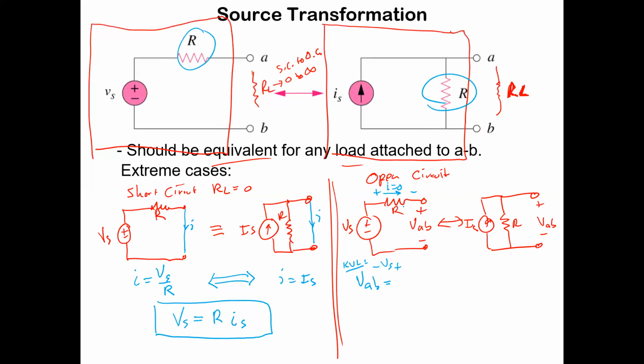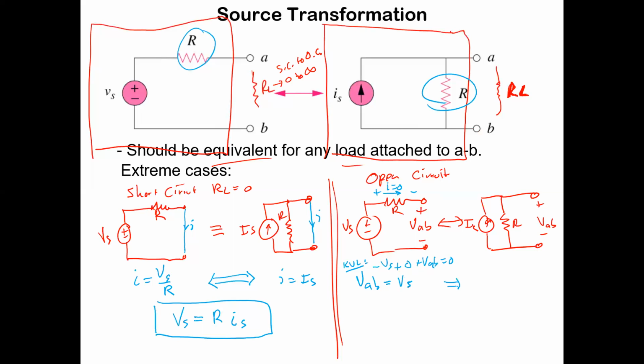So KVL says minus VS plus zero plus VAB equals zero, right? Going all the way around that loop, because zero is zero times R, right? So VAB has to equal VS when you have an open circuit. There's no current going through that resistor, so there's no voltage drop across the resistor. The voltage at that open circuit terminal is going to be the same as the source voltage. So VAB equals VS.